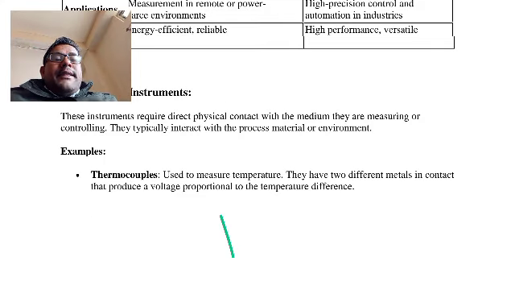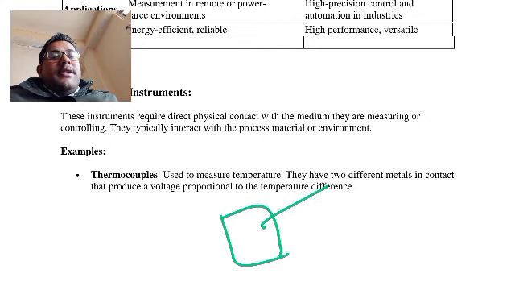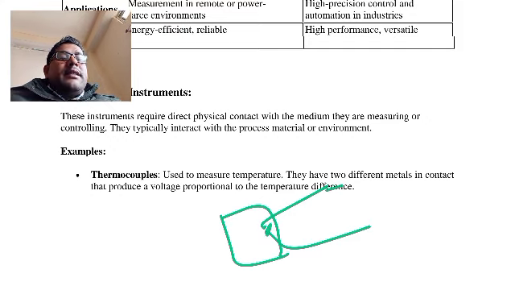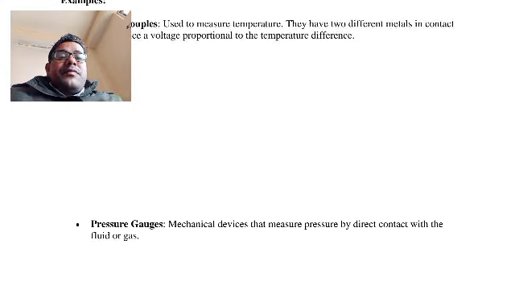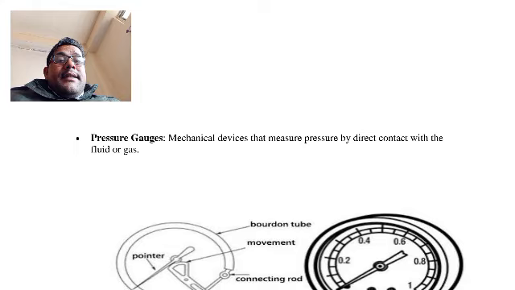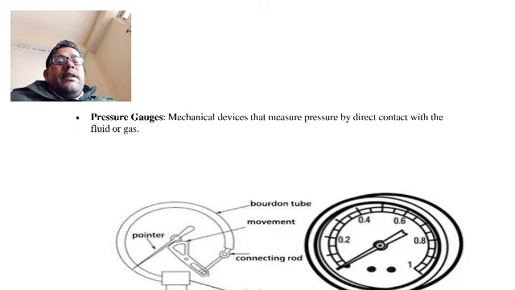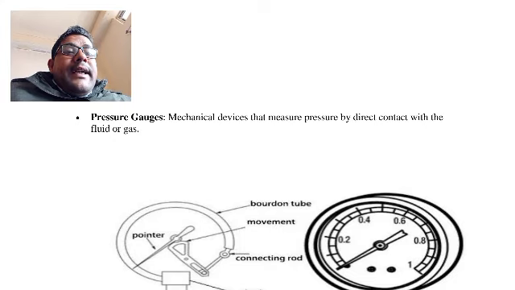For temperature measuring, the thermocouple makes direct contact. It looks like this. This is a direct contact. So this is an example of a thermocouple used to measure temperature. There are other examples, like pressure gauges. This is a pressure gauge, also a mechanical device that converts pressure by direct contact with the fluid.